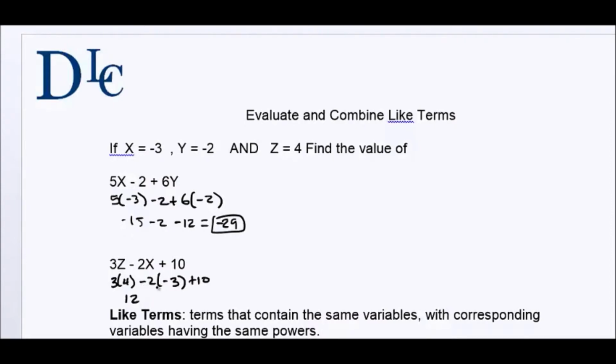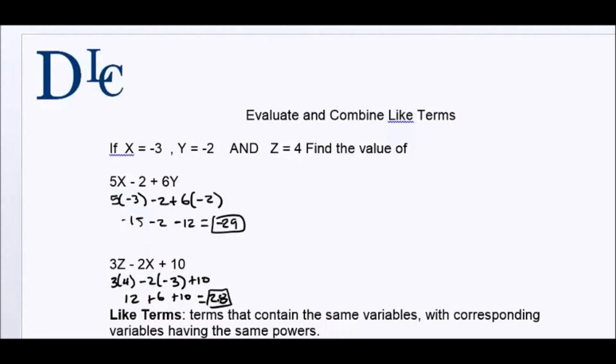You don't bring down the negative 2. You got to multiply these two numbers first. So it's negative 2 times a negative 3, which is a positive 6, and then bring down the positive 10. So these are all positive numbers. Just go ahead and add them. 12 plus 6, that's 18. 18 plus 10 is 28. That is our final answer.